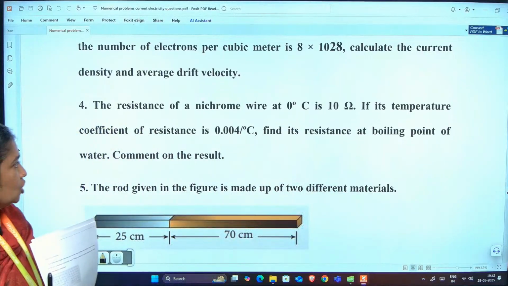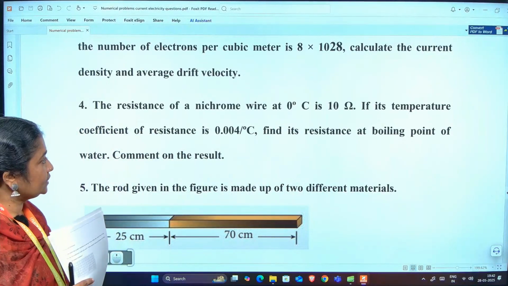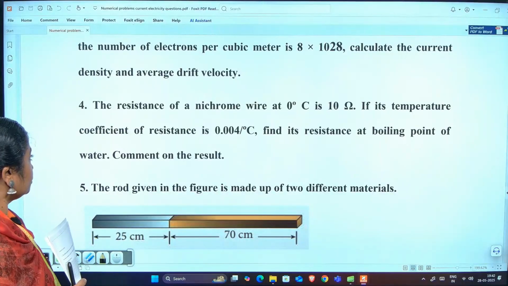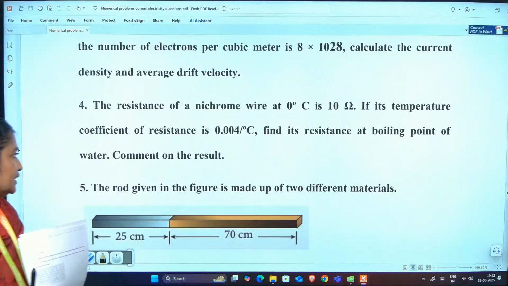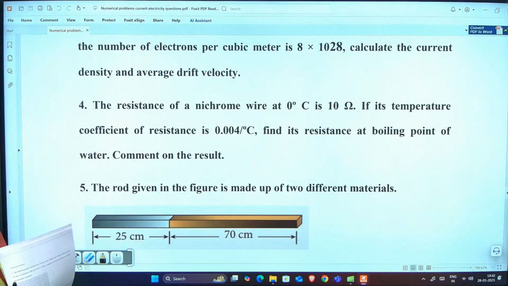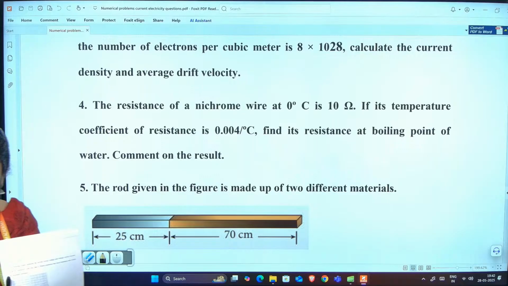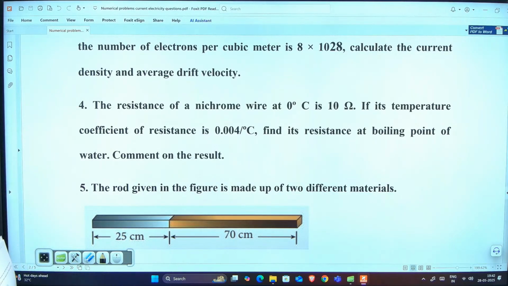So they have given R naught. Resistance at 0 degrees Celsius is given as 10. Temperature coefficient of resistance, that is alpha, is given as 0.004 per degree Celsius. You have to calculate the resistance at boiling point of water, which means T is 100 degrees Celsius. Calculate.